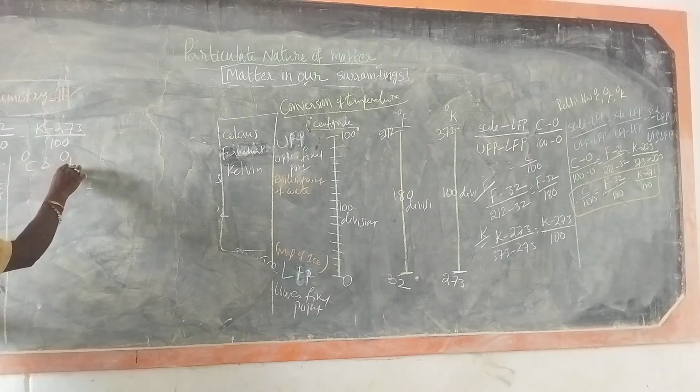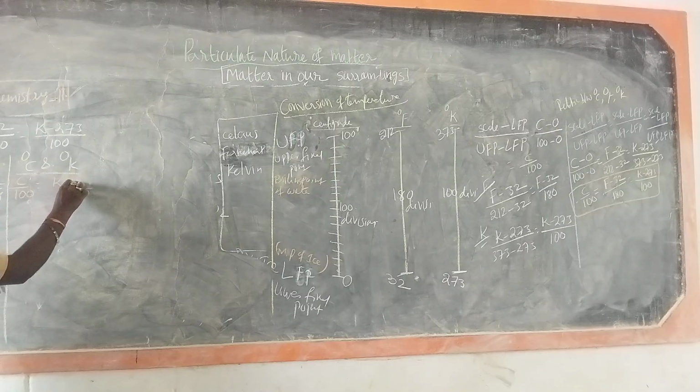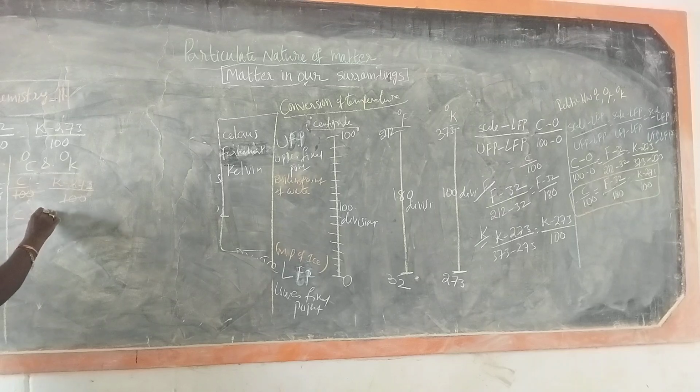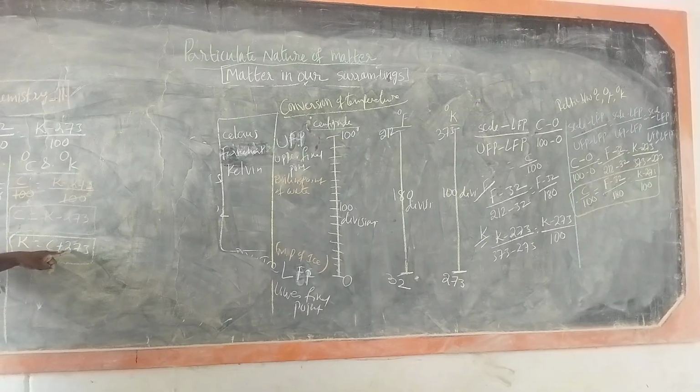Then coming to degree Celsius and degree Kelvin, C by 100 is equal to K minus 273 by 100. So 100 gets cancelled. Remaining, we get C is equal to K minus 273. From this we can write K is equal to C plus 273. If the degree Celsius value is given and asked to find the Kelvin, simply we add 273 to the given degree centigrade. If the Kelvin value is given and asked to convert into degree Celsius, just subtract 273 from the given value. In this way, we can calculate.